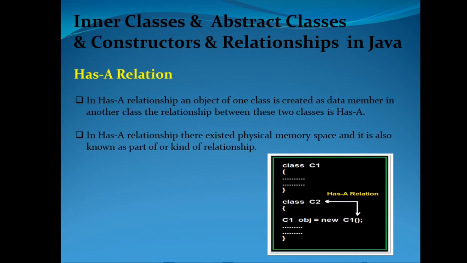Next one we have the has-a relationship. In the has-a relationship, an object of one class is created as a data member in another class. The relationship between these two classes is the has-a relationship. There exists physical memory space, and it is also known as part-of kind of relationship. Here we have class C1 and class C2, and the object of one class has a relation with the other class, and this is the example that is shown.